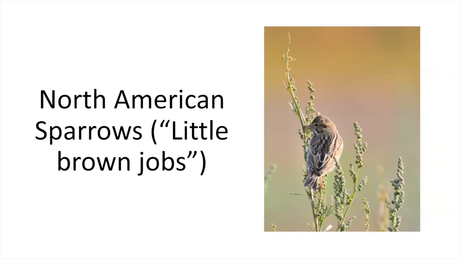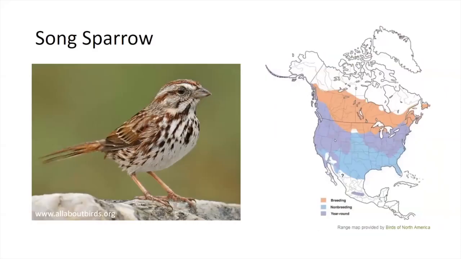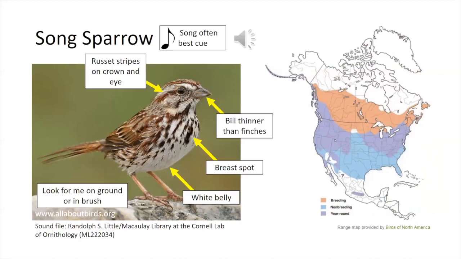So next are the North American sparrows, which people often refer to as little brown jobs as a joke because they're very hard to tell apart from each other. The first one is song sparrow, and they're distributed throughout the country, and they have a lot of plumage variation. There are actually over 50 subspecies of song sparrows, but there are some features that are pretty consistent across the subspecies. The first one is that they have a breast spot. So looking for a breast spot, presence or absence, is a really good first step to sparrow identification.